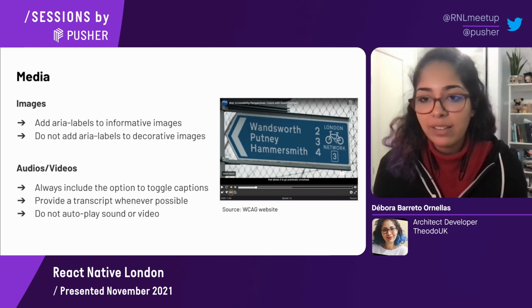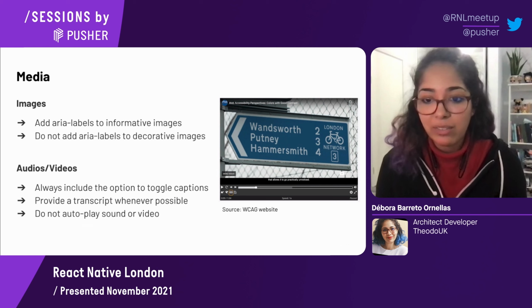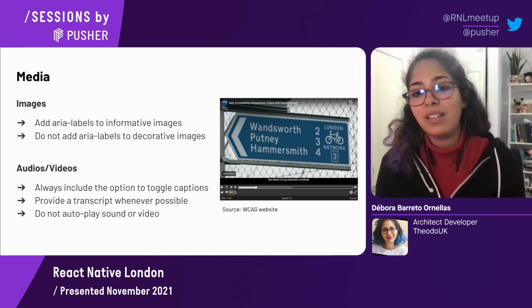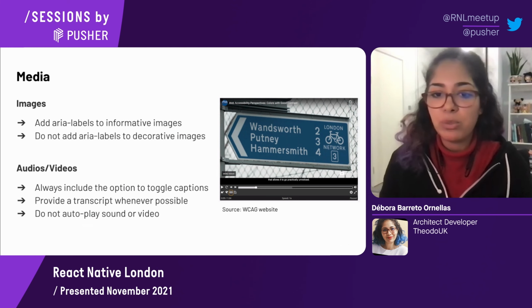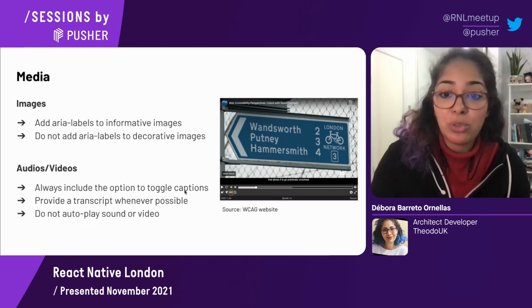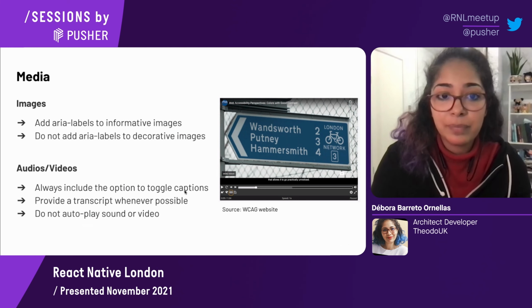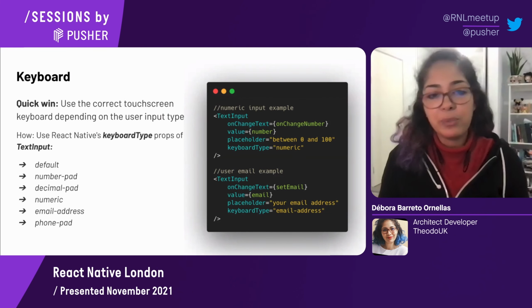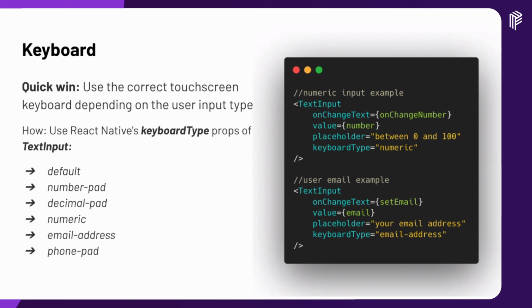So yeah, here in the picture, we have a good example, which comes from the WCAG website. Thankfully, they are compliant and they offer the option to toggle captions on and off. So for the keyboard, another quick win is to use the correct touch screen keyboard, depending on the user input type. So this is quite quick.